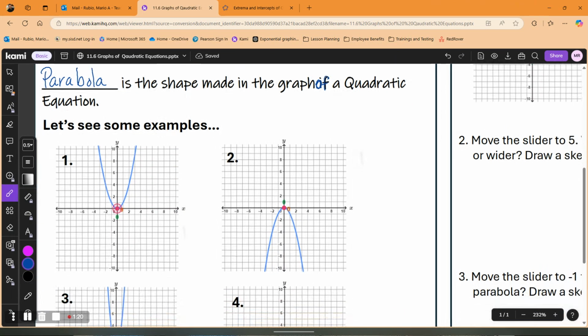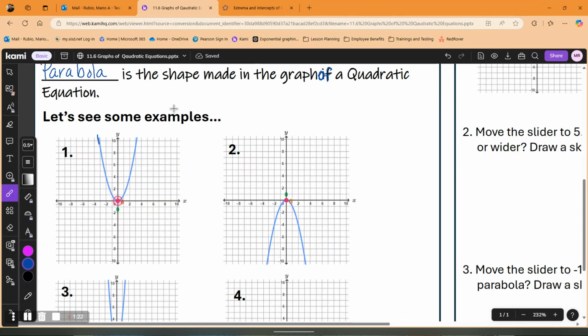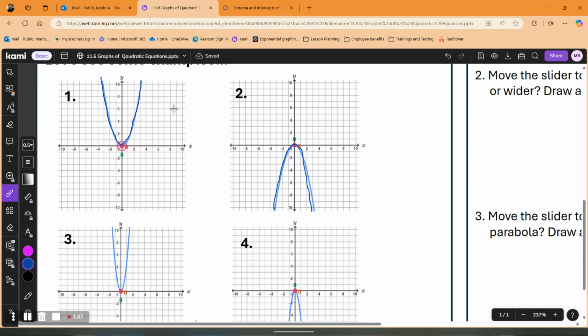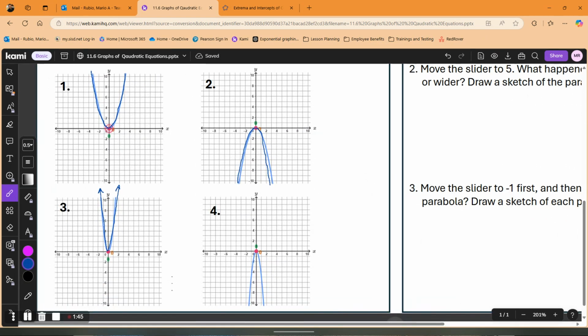Let's see some examples. This is a parabola. It's kind of this U shape. We can have also upside down U shapes. Look at number 3. What do you notice about this one? It's still a U, but it's a little bit narrower than 1 and 2. We've got another upside down U, and this one's also a little bit narrow compared to number 2, which is a little bit wider. Okay.